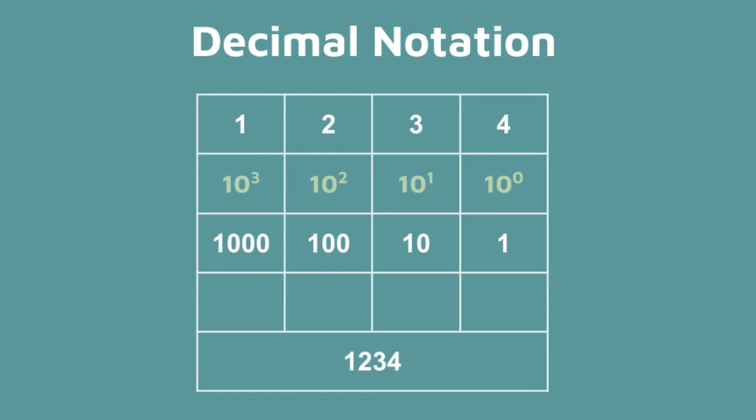Each place value going from right to left corresponds with 10 to the exponent of 0, 10 to the exponent of 1, 10 to the exponent of 2, and 10 to the exponent of 3. If we were to calculate the values, we would multiply 4 times 1, which is 4, 3 times 10, which is 30, 2 times 100, which is 200, and 1 times 1,000, which is 1,000, for a total of 1,234.